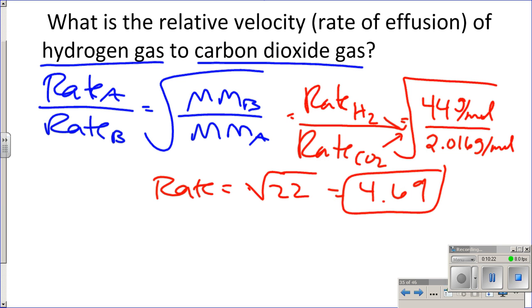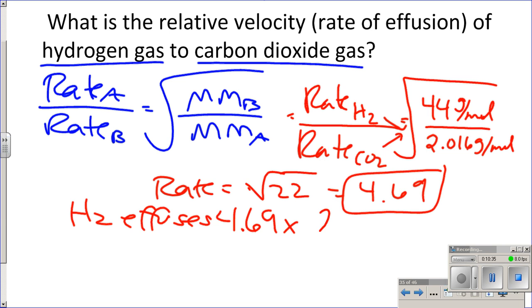Okay, so when you just write that number, you're not fully explaining the answer. So the way I would like for you to write out your final answer is, who moves faster? Hydrogen gas. So you would say hydrogen diffuses 4.69 times faster than CO2. That's like a one-sentence summary of what you just did. So hydrogen gas diffuses 4.69 times faster than CO2. All right, let's do one more. Told you this last bit of notes were fast.